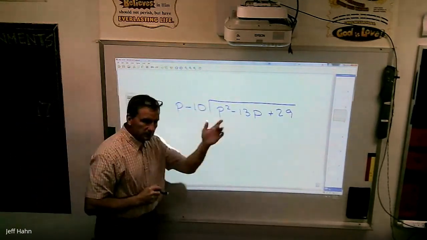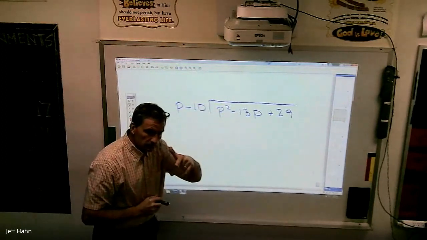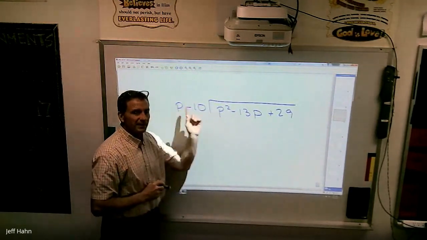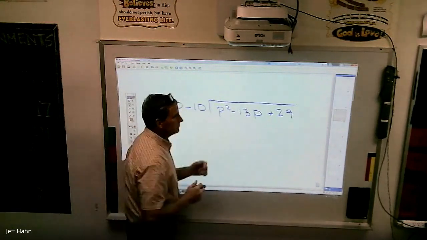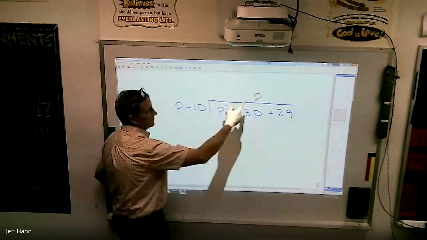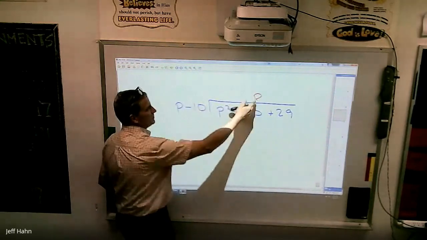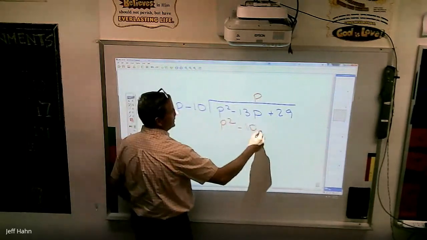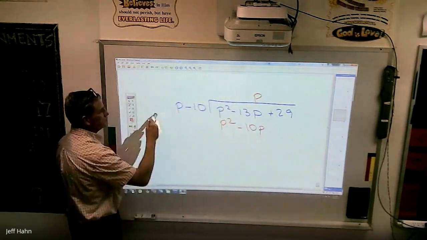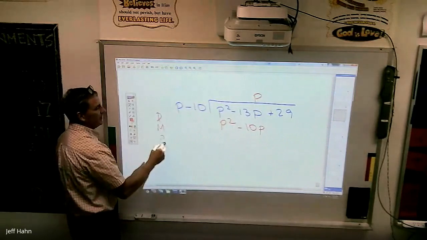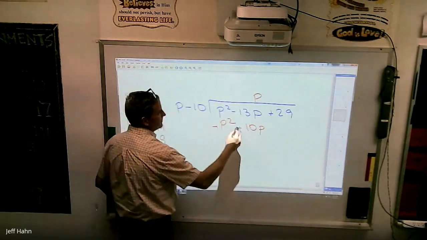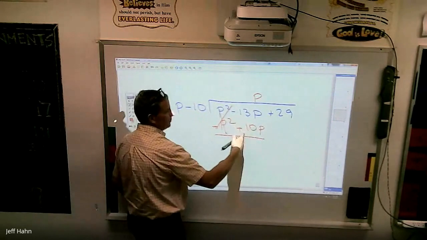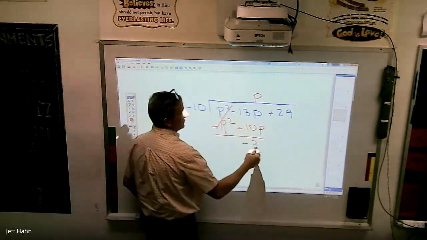P times what is p squared? What do you multiply p by to get p squared? P. So you put a p up here. So then I multiply, Rach. P times p is p squared. P times negative 10 is negative 10p. That's my whole divide. That was my multiply. Now I have to subtract. So I change these to their opposites. This goes away. Negative 13 plus 10 is negative 3p.